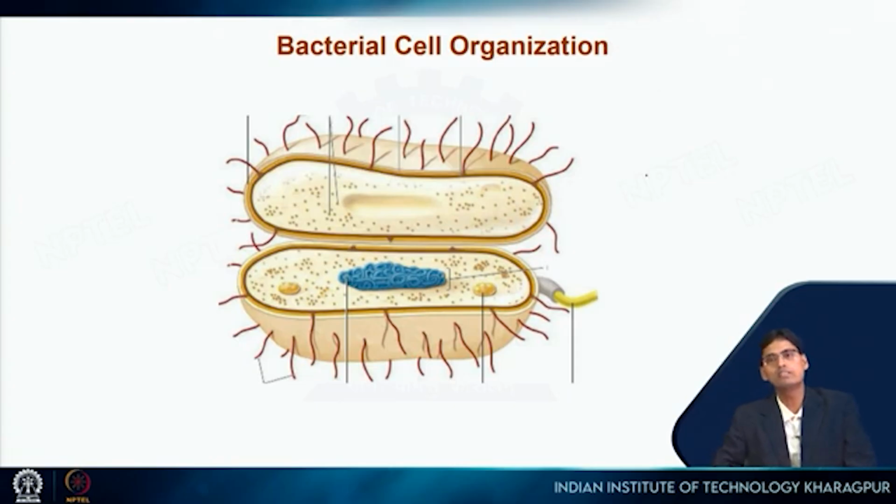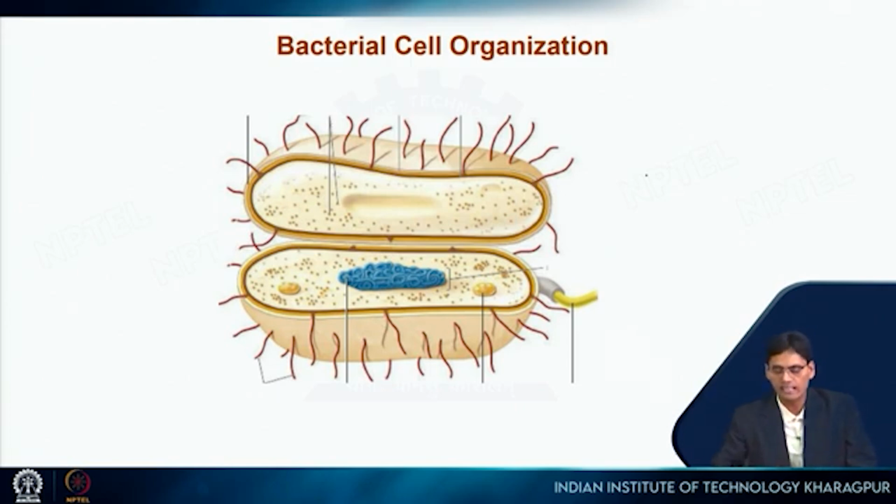Now I will discuss, particularly I will focus on, bacterial cell organization. There are a few things which are very similar to eukaryotic cells, but there are a few things which are completely different, which are unique to bacterial cells. So here, as you can see, this is just a section through a bacteria, so that we can explain what is present inside the bacteria. That's why we are showing it in this way.